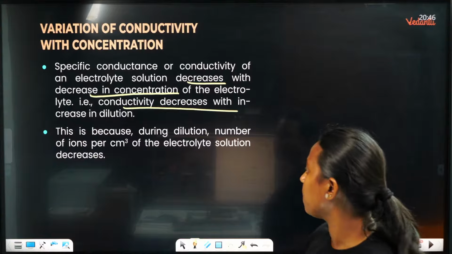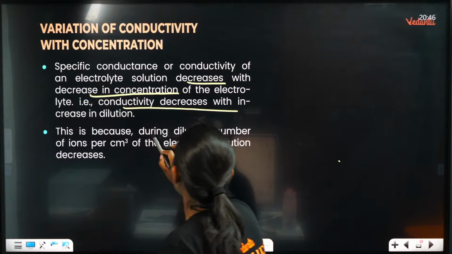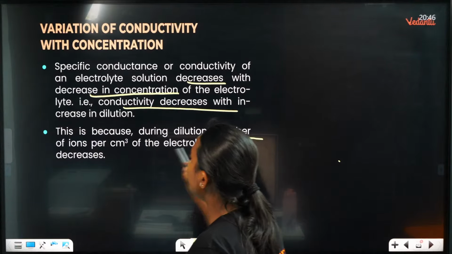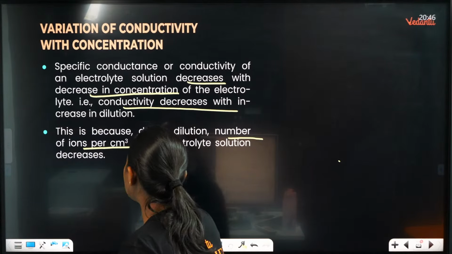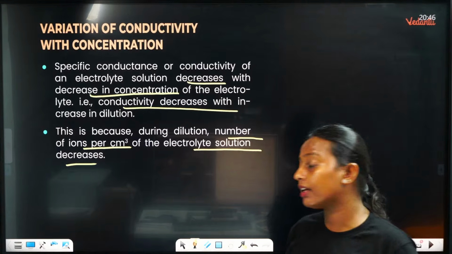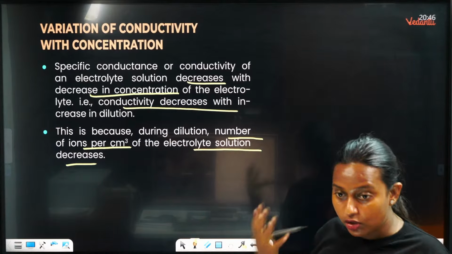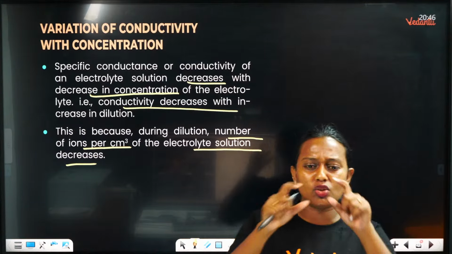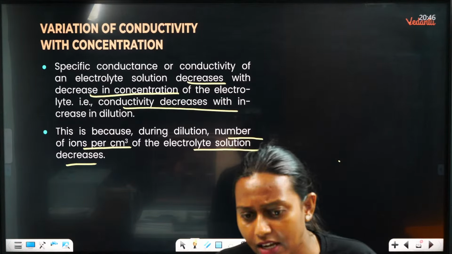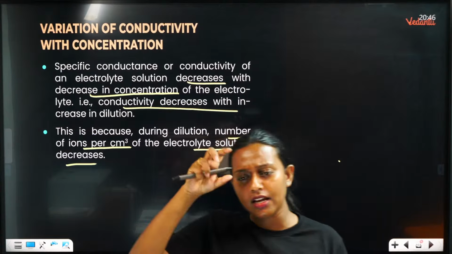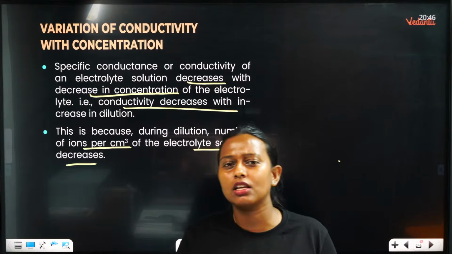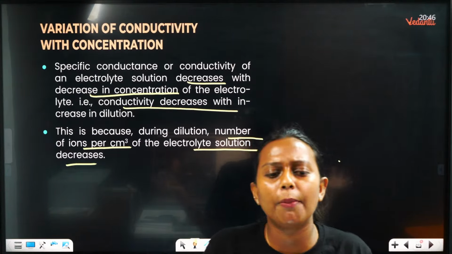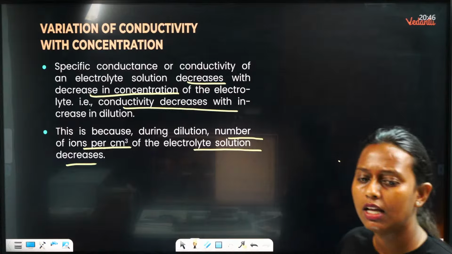Clear? This is because during dilution, the number of ions per centimeter cube of the electrolyte solution decreases. Why does this happen? During dilution, the number of ions in a particular area, as already mentioned, is decreasing. Then obviously what will happen? Conductivity will also decrease. Clear?